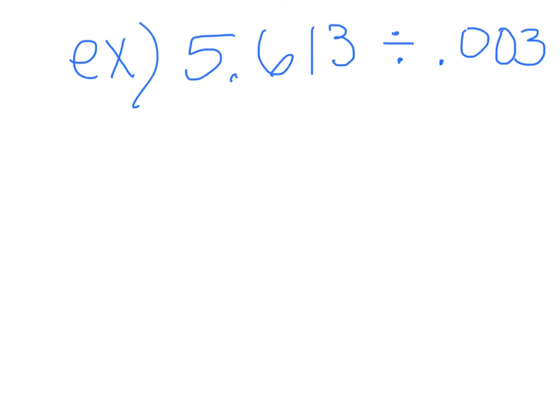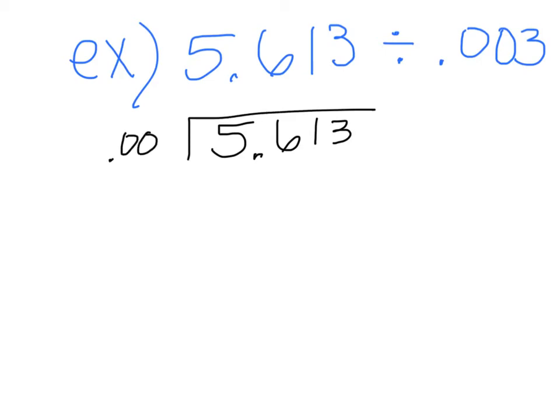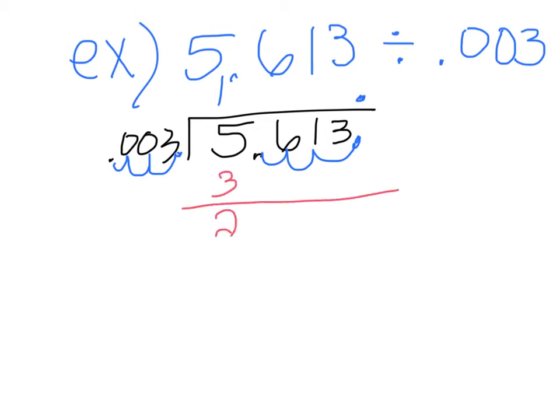Example 2 is 5 and 613 thousandths divided by 3 thousandths. I'm going to move my decimal 1, 2, 3, 1, 2, 3, bring my decimal point right here. 3 goes into 5 once, with a remainder of 2, so you bring down your 6. 3 goes into 26 8 times, sorry.